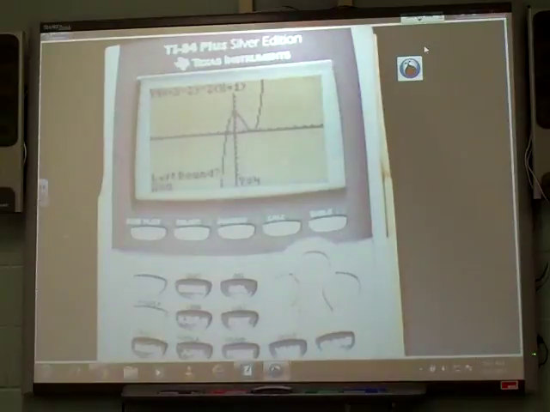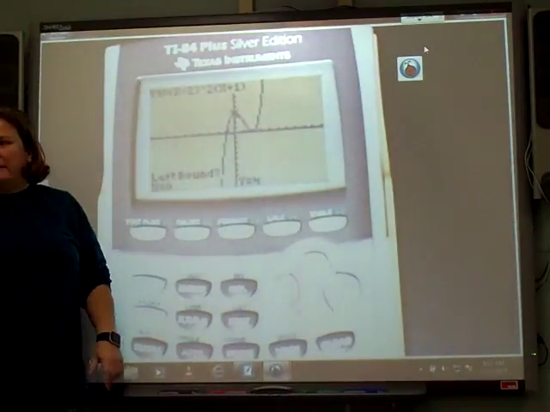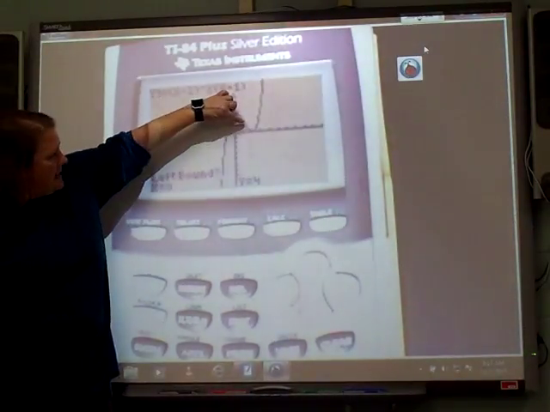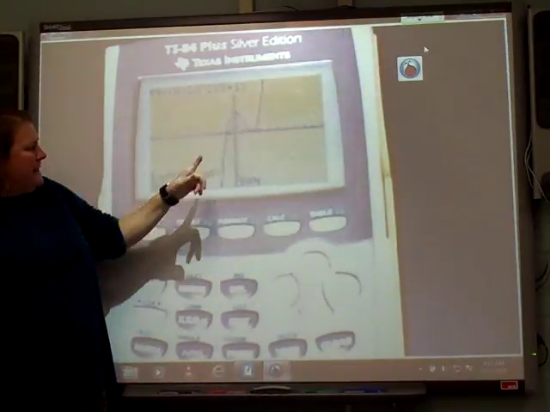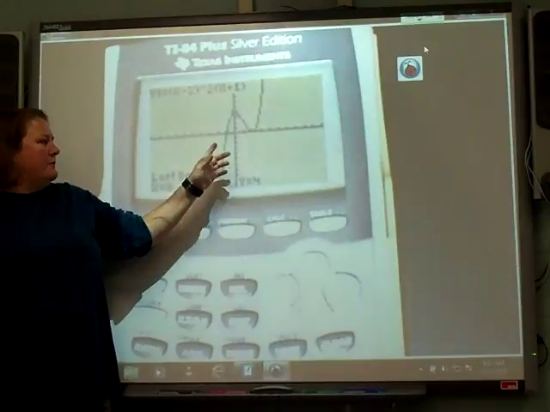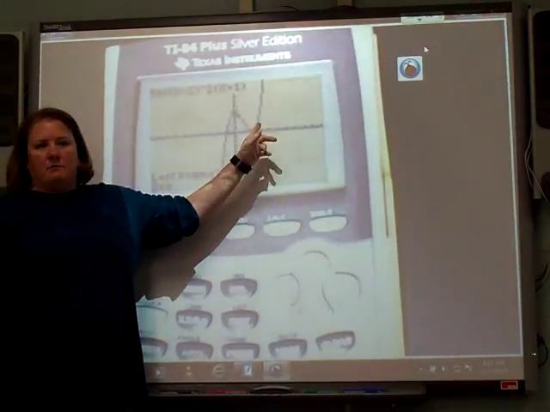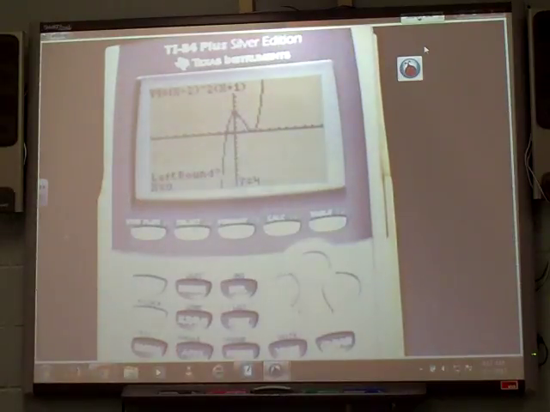All right, now, it says left bound. That means left boundary. What we have to do to tell our calculator where this minimum is, my minimum's the lower one, it's the valley, it's right here. I have to surround it. So I got to move my cursor down to just above where it would be and set my left boundary. Then it's going to ask for the right boundary. So I'll move it just to the right side of the minimum and set my right boundary, okay?